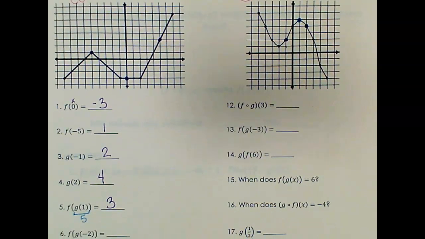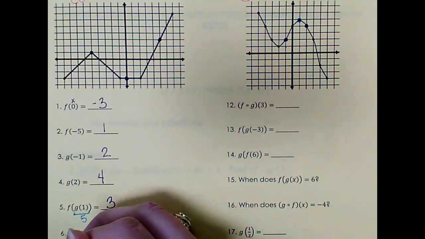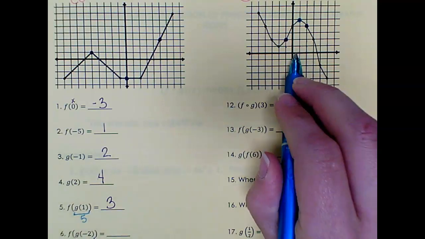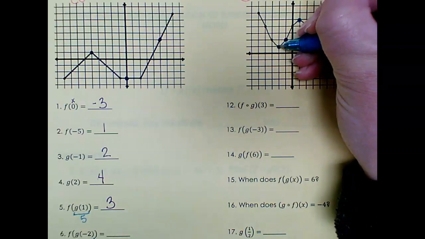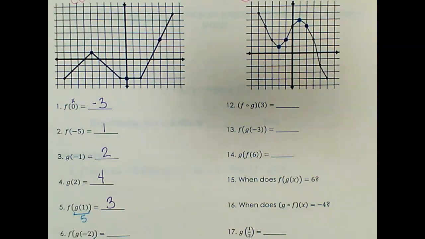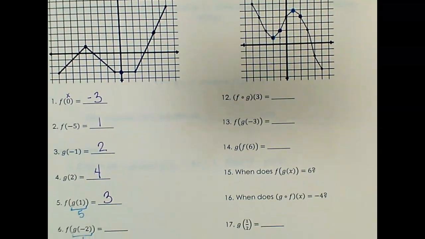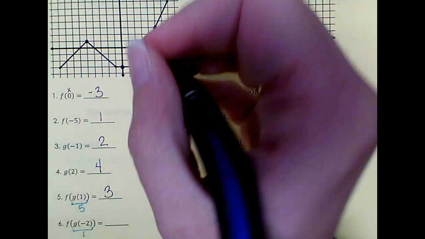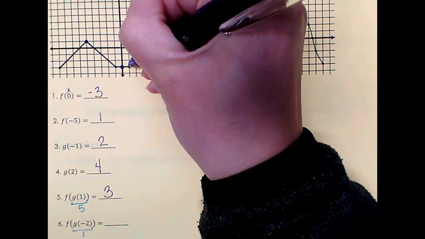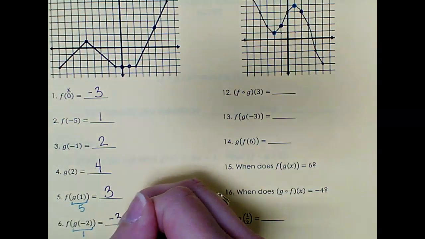Next problem. I need to find g of f of negative 2. So first I'm going to find f of negative 2. So I go to the f function, where x is negative 2, y is 1. Now I need to go find g of 1. So I go to the g function. G of 1 is negative 1, 2, 3. So negative 3 is my answer.